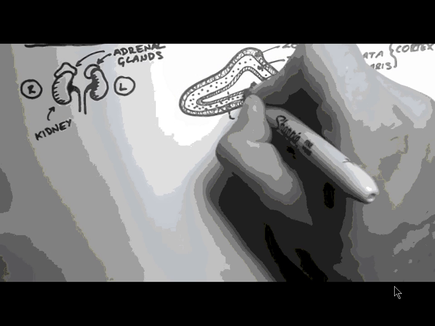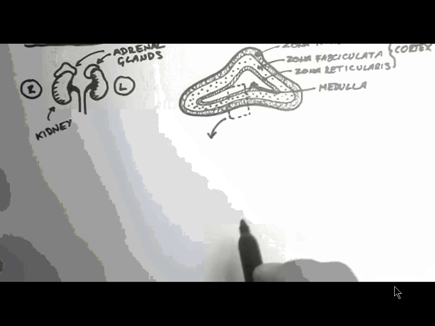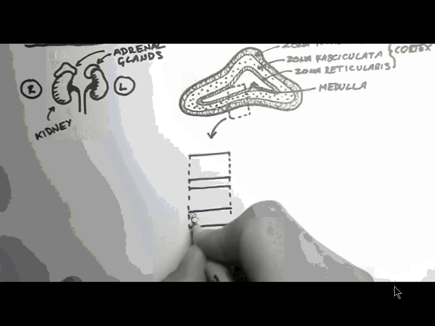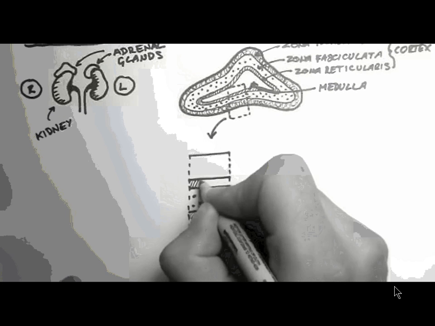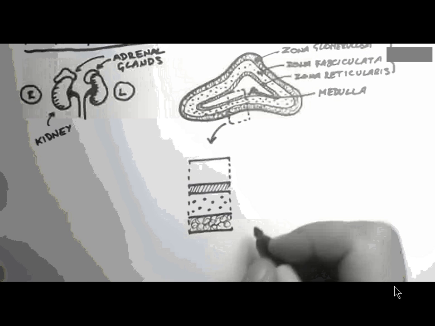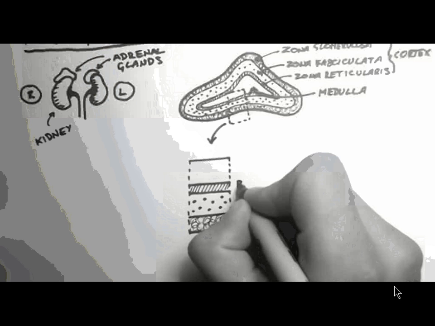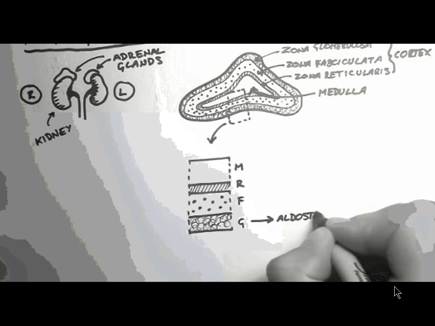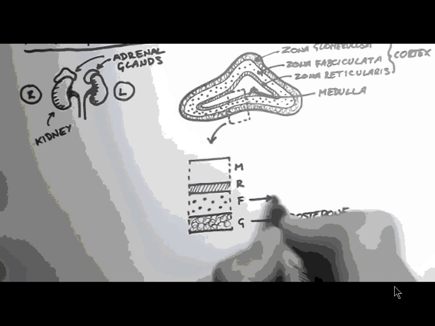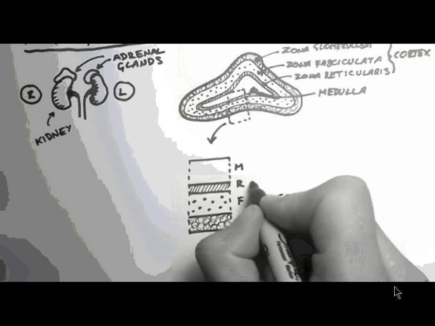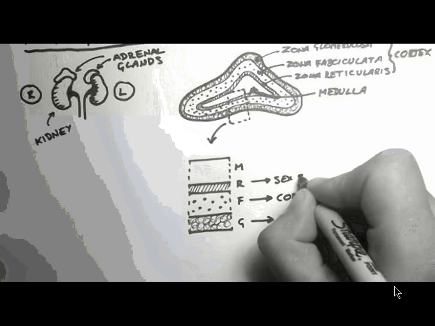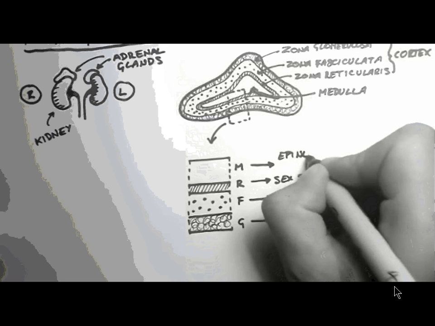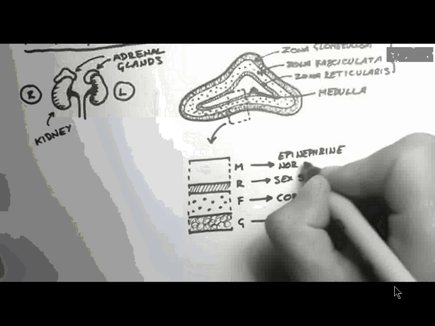Now I want to have a closer look at a section through the adrenal gland. So here are those 4 layers. I'll just label them G, F, R, and M. Now they each produce different hormones. Now the zona glomerulosa produces aldosterone. Fasciculata produces cortisol. The reticularis produces sex steroids. And the medulla produces epinephrine or adrenaline and norepinephrine or noradrenaline. That's the same thing.